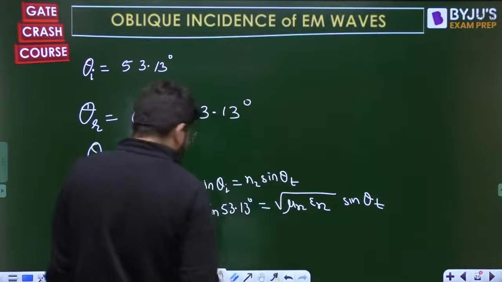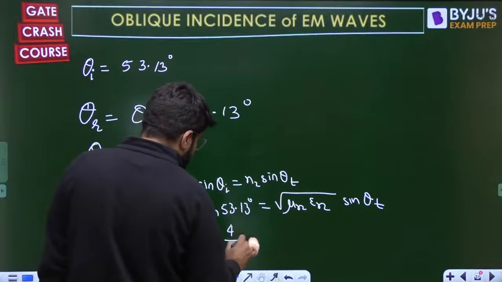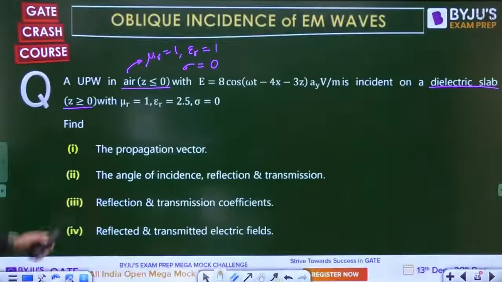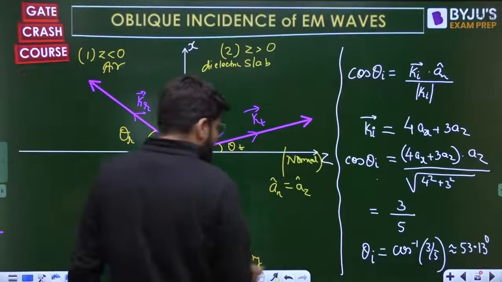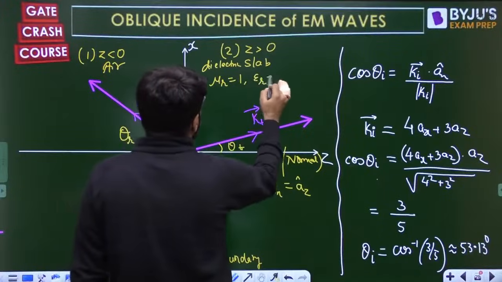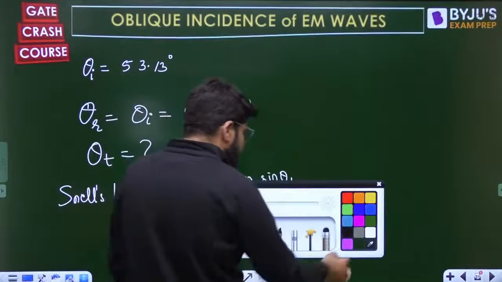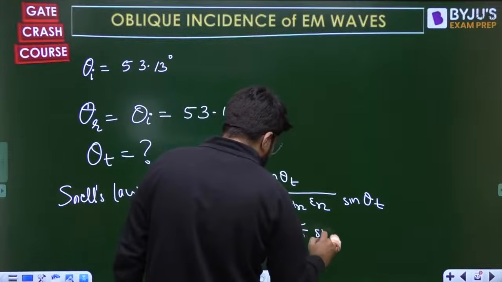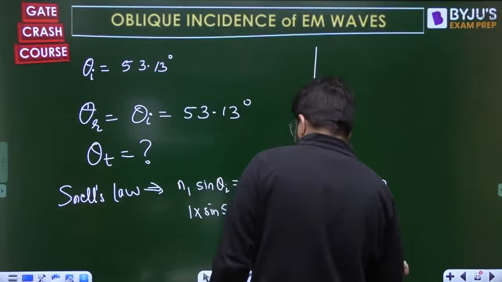We have to solve from here. Sine 53, cos 53 was 3 by 5, so sine is going to become 4 by 5, and that is equal to root over, what are the parameters of the second medium, the dielectric slab? Mu r equal to 1, epsilon r equal to 2.5. These were the properties given. We will place the values here. So this is going to be 1 multiplied by 2.5, into sine of theta t, right?